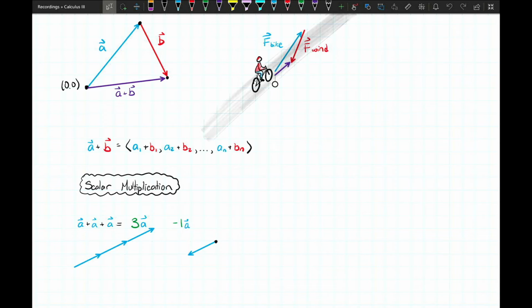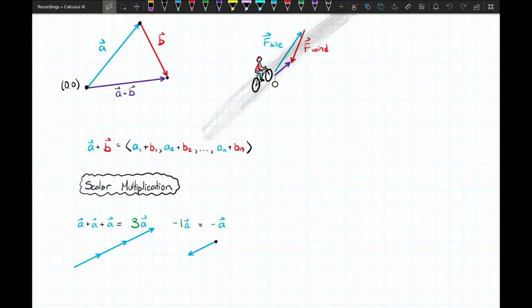Negative 1A is exactly the same vector, but in the opposite direction. And you'll see that that is actually still parallel with A. Negative 1A is simply just in the opposite direction. And we'll typically just write that as negative A. We won't actually write that 1. So A and negative A have the same magnitude, but exactly opposite direction.